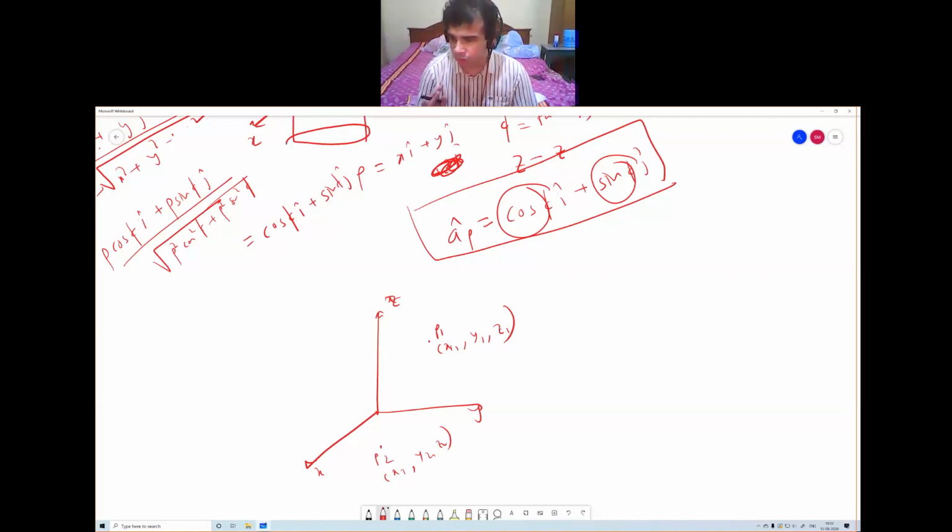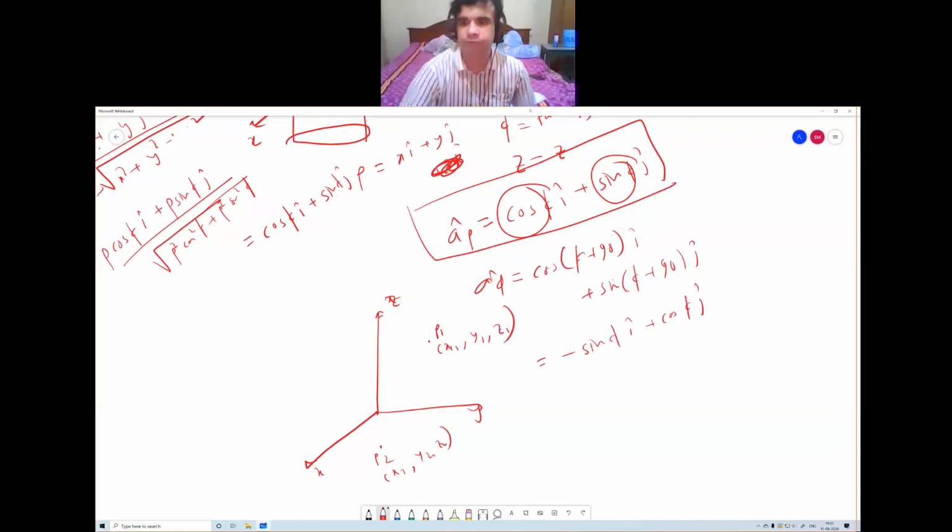It is not often desirable to keep ijk out of integration or differentiation, because they will not change. But a rho and a phi will change with the position. a z is the same as k, so it will not change. But a rho and a phi, what is a phi? a phi is simply 90 degrees from a rho. So cos(phi plus 90 degrees) i plus sin(phi plus 90 degrees) j. So this is minus sin phi i plus cos phi j. Is it okay? And a z is simply k.